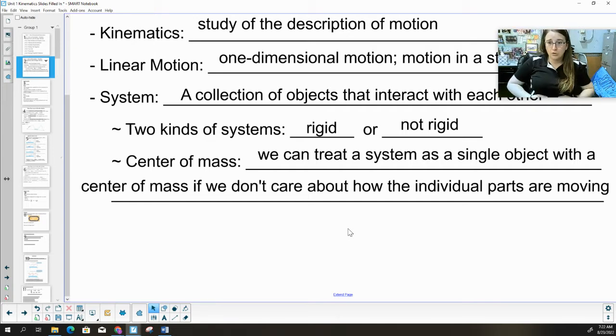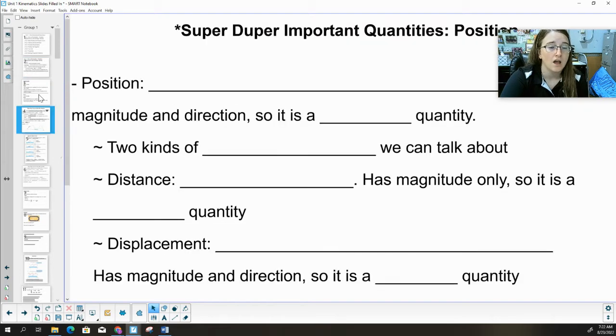We care about how that moves, and so we can ignore the other parts we don't care about. So you will hear this phrasing often, center of mass system. We're going to delve deeper into that later.